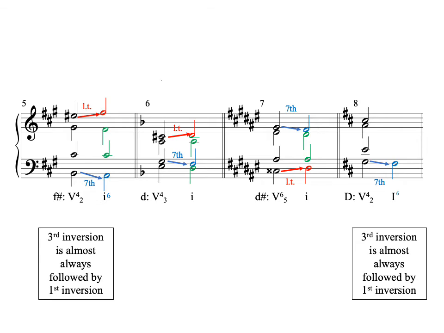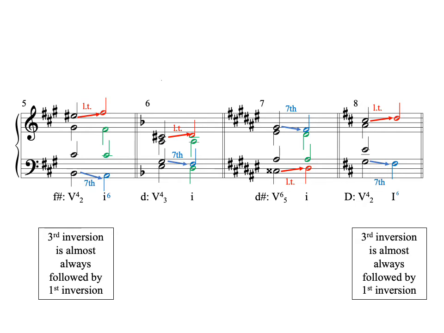Let's look at the soprano. See what note's in the soprano in the 5 chord? It's C sharp. And what's the deal with C sharp in the key of D? Oh yeah, it's the leading tone. So we need to make sure we resolve that C sharp up to D because it's an outer voice leading tone.